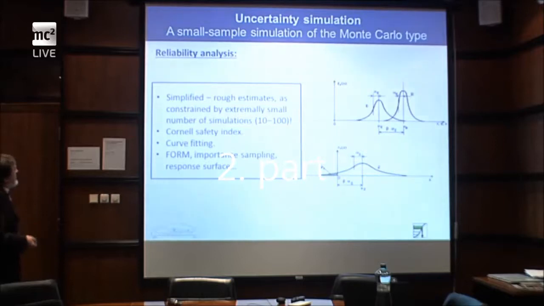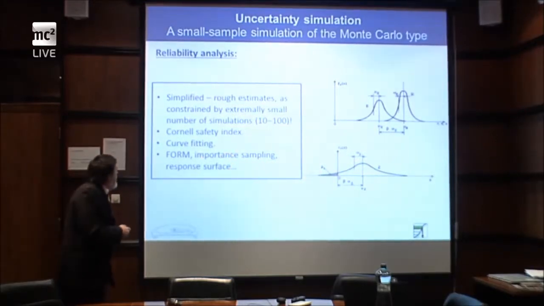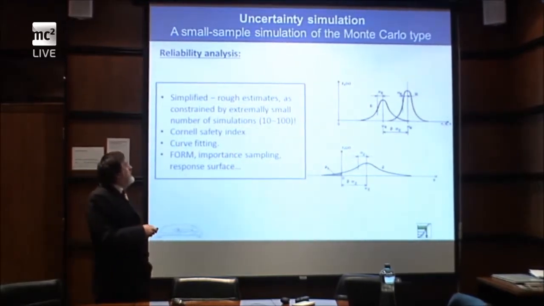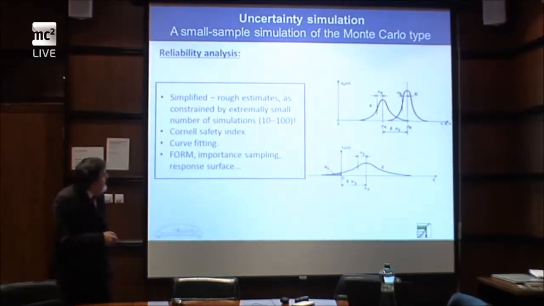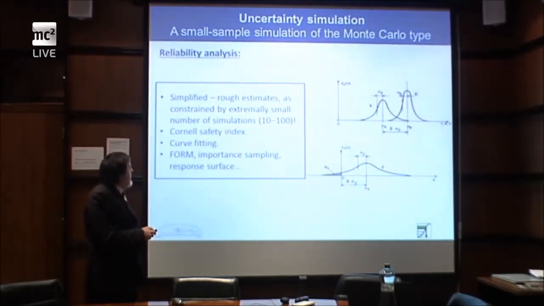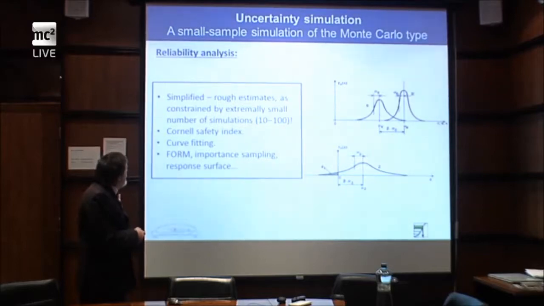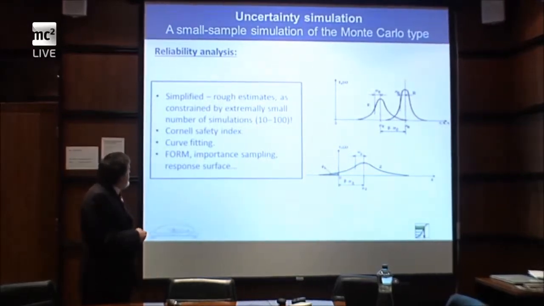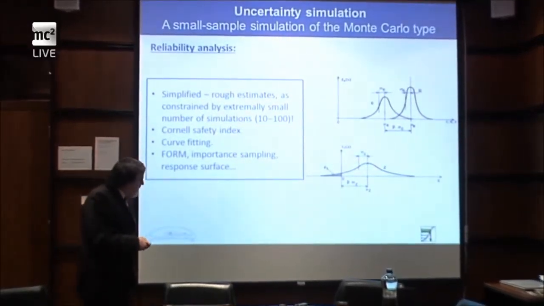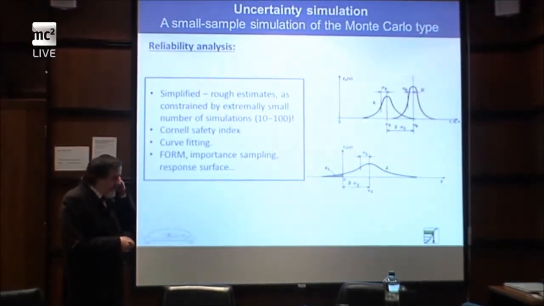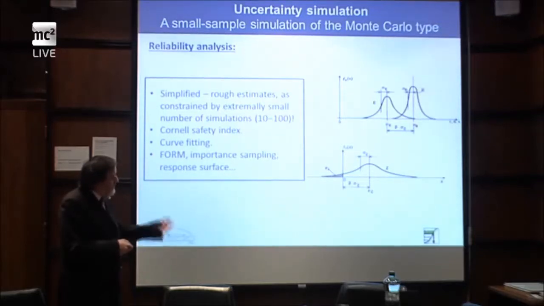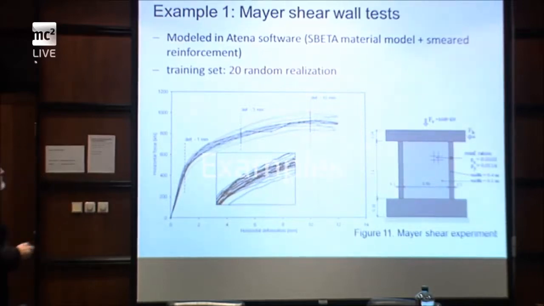Finally, reliability analysis. Because we are constrained by an extremely small number of simulations, like tens or hundreds, very often we calculate reliability and failure probability by the Cornell safety index, or by curve fitting, or by first order reliability techniques, which are techniques that use relatively small numbers of repetitive calculations of the model. And I will show you some examples.